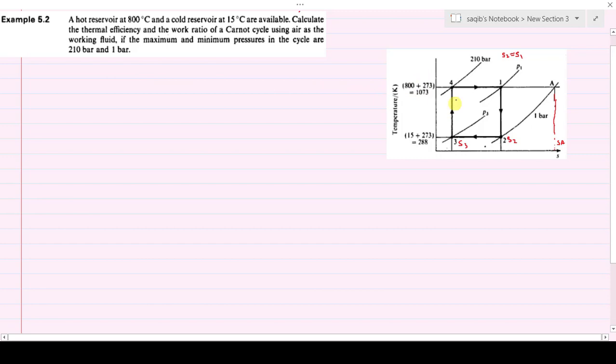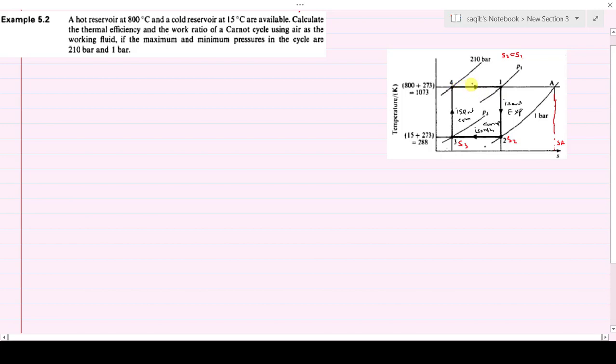The Carnot cycle TS diagram is just like this, a square type shape, you can say. So it has four processes. 1 to 2 is isothermal, then isentropic expansion. Then 2 to 3 is isothermal compression, because here the temperature is constant. And then 3 to 4 is isentropic compression. So after compression we get the maximum pressure, that is 210 bar at state point 4.